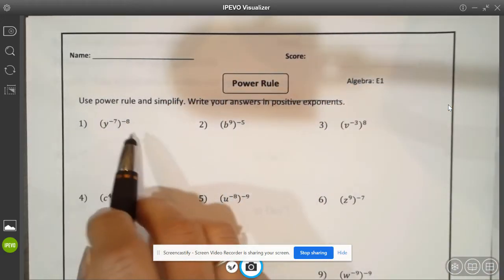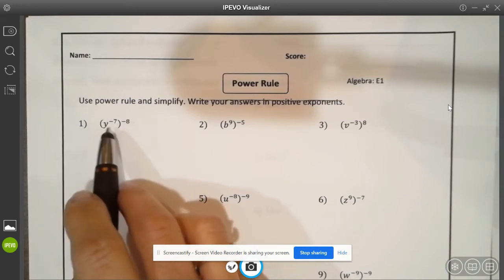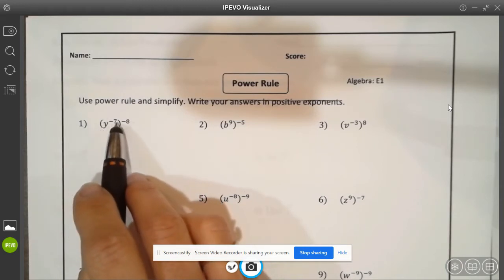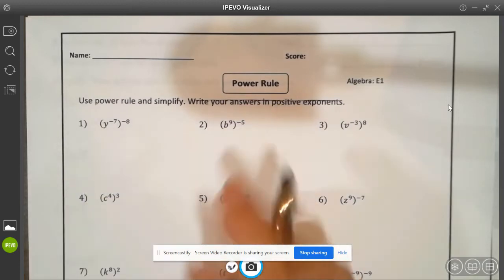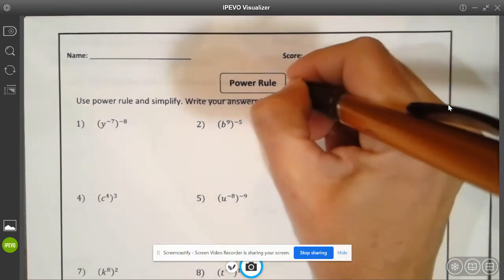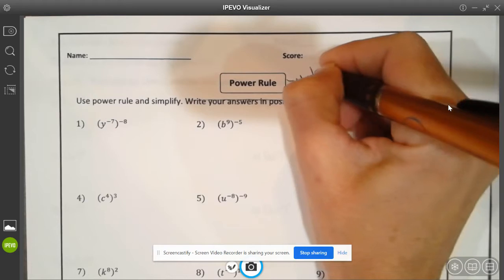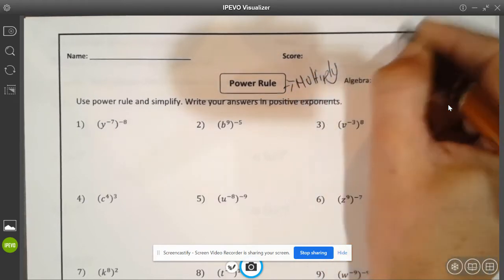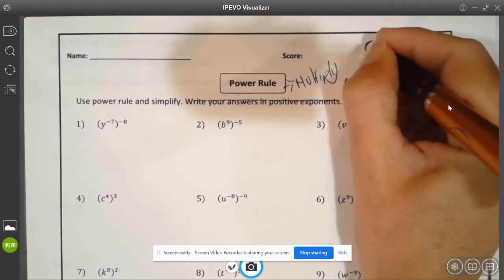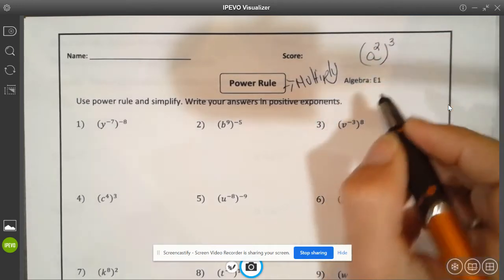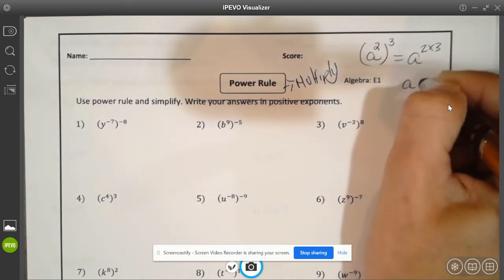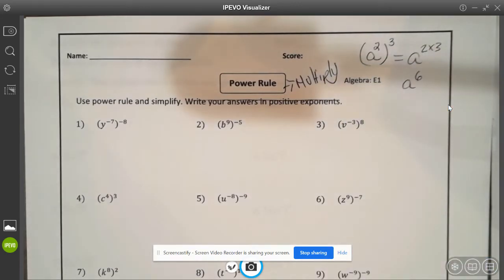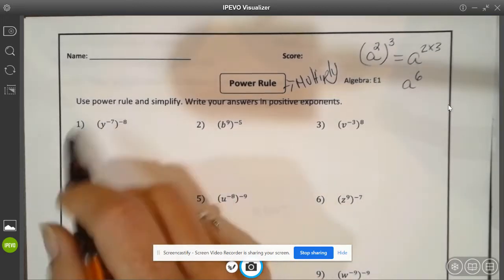Anyway, so what we're going to do here is, if you notice, y is being raised to -7, and that is being raised to another power. So when you see this, you are going to multiply. So let's put here, multiply. Say you have a to the second power raised to the third power. This is going to be a to the 2 times 3, which is a to the 6th power. So you are multiplying.